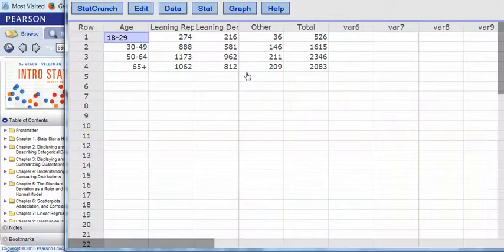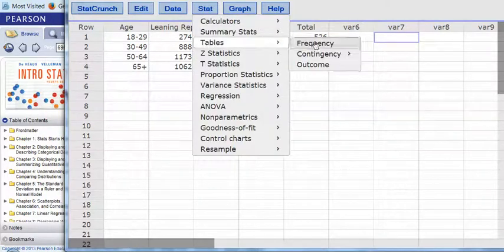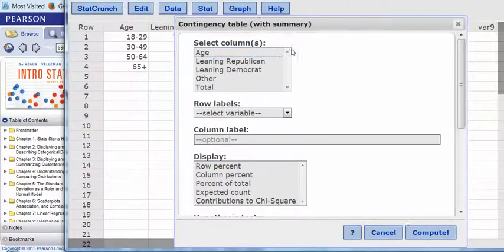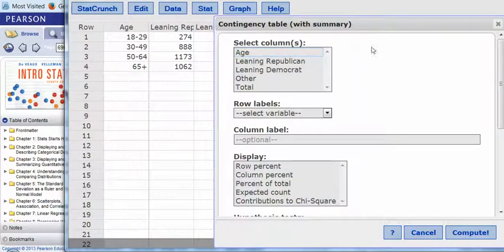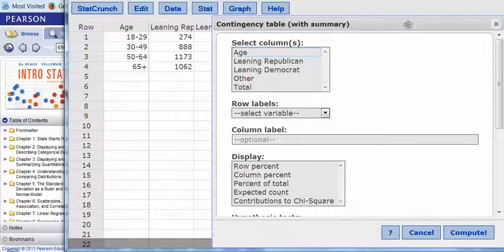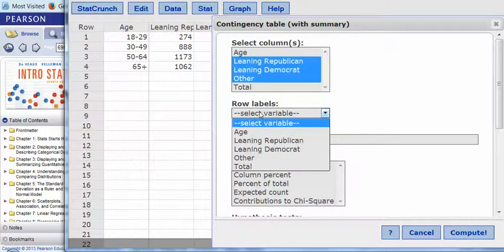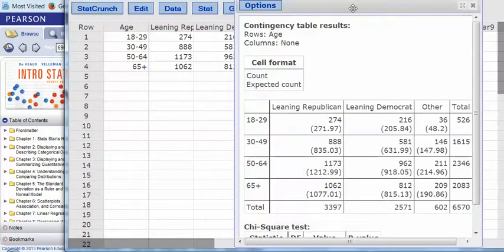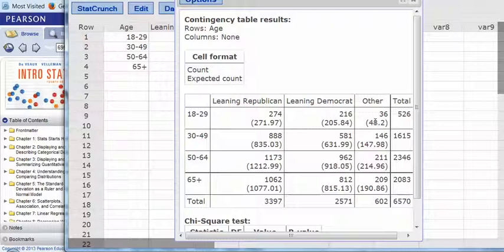Okay, I think this one did load. Yeah, here we've got summary data. So what you do in this case is go to Stat, Tables, Contingency, With Summary, and you select the columns that you want to look at. Your columns here are going to be leaning Republican, leaning Democrat, and the other, and then the row labels are going to be age. And we wanted the expected cell count. So the only difference is how you set it up in the first couple commands when you go into StatCrunch.